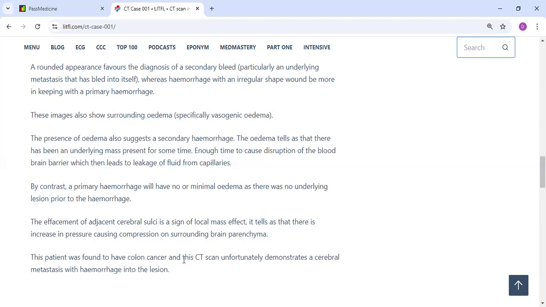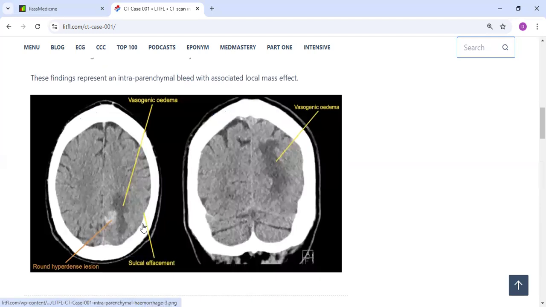The patient was found to have colon cancer, and this CT scan unfortunately demonstrates a cerebral metastasis with hemorrhage into the lesion. Again, we look at the CT from the foot end. This is the left side, this is the right side. The most dense thing is the skull, which appears white, hyperdense. Here you have a hyperdense lesion and the sulcal effacement. See, the sulci grooves are all effaced, and then you can see this dark thing, which is the edema.